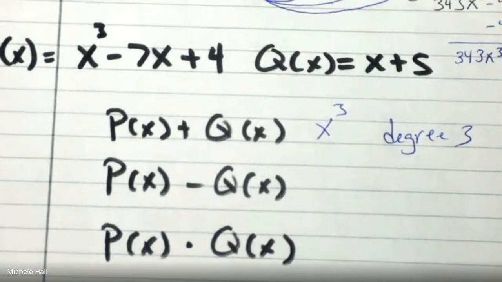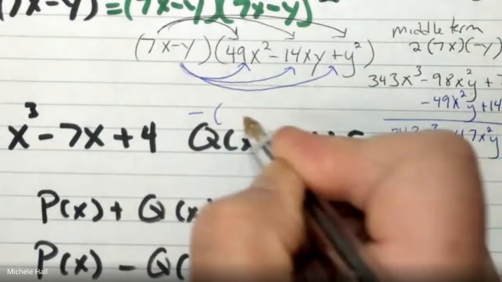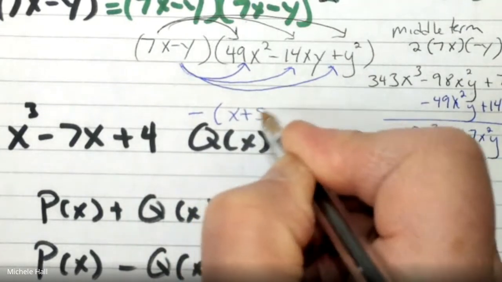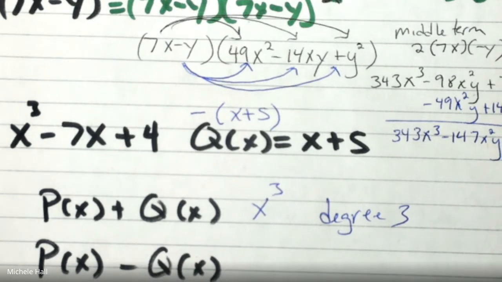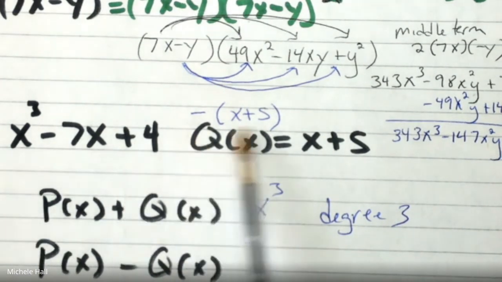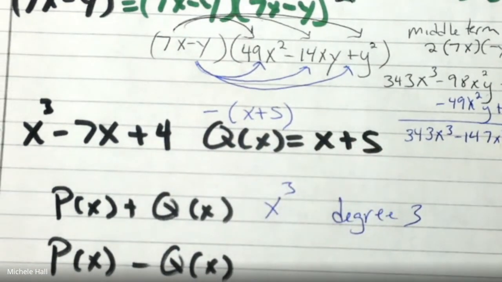The next one says p of x minus q of x. What do I need to be careful about on this one? I'm subtracting q of x, so I might want to write minus x plus 5 above it just to make sure I'm getting everything I need. I'm just subtracting them. So what's the first term I'm going to look at? Yep, so if I have p of x right here, subtracting q of x right here, how do I start subtracting it? Where do I look?